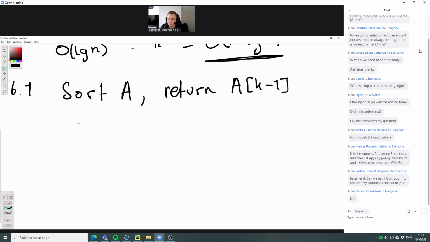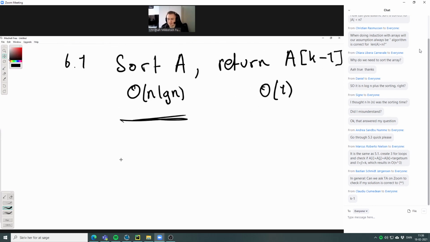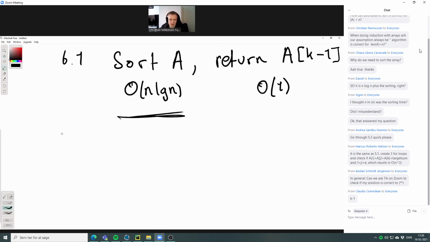Yes. So how much time does this take? Well, sorting, just like before, takes O(n log n). And this over here takes constant time. Which one of these dominates? Sorting dominates, right? So this solution runs in O(n log n) time. Okay. Any questions so far?